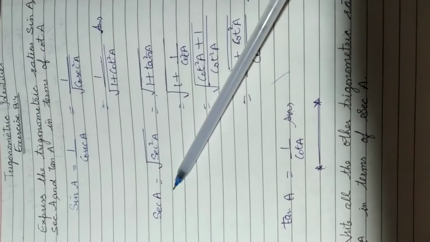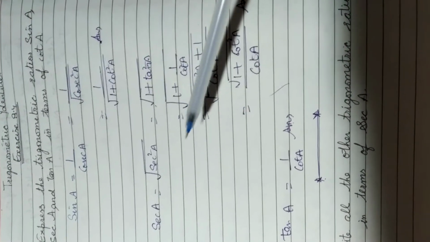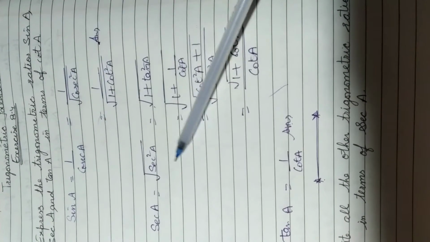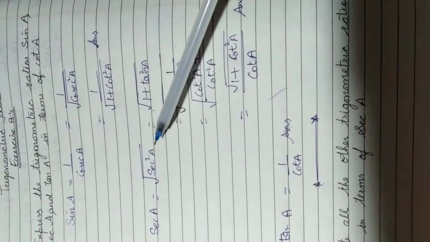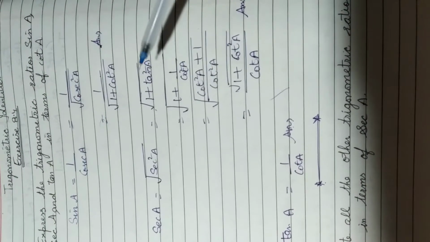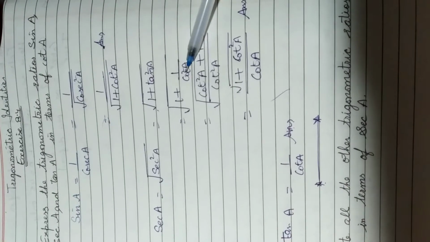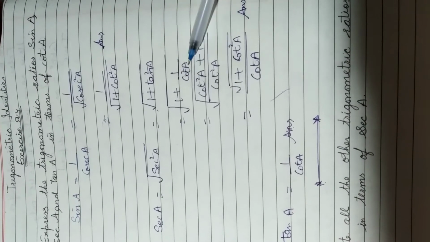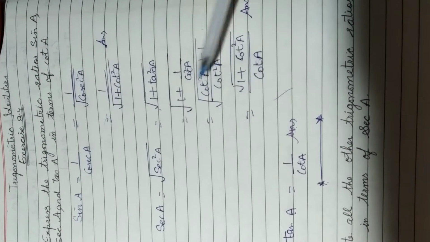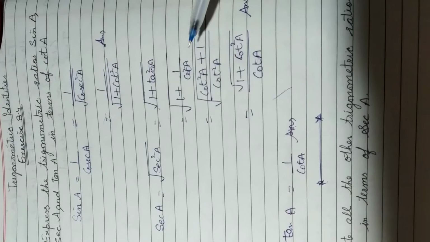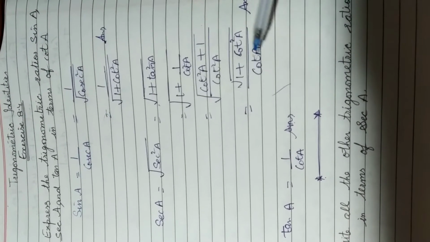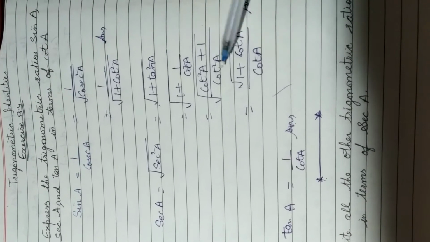Now we have to represent secant A in terms of cot A. Secant A can be written as square root of secant square A. From here we get the identity, that is secant square A is equal to 1 plus tan square A, under the square root. We put this tan A in terms of cot, square root of 1 plus 1 upon cot square A. We take the LCM, cot square A is the LCM. We get here square root of cot square A plus 1, that is 1 plus cot square A upon square root of cot square A.